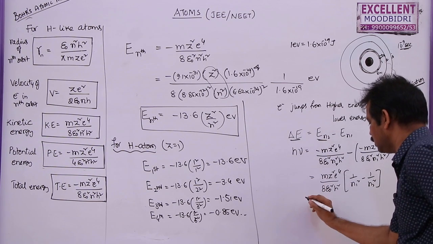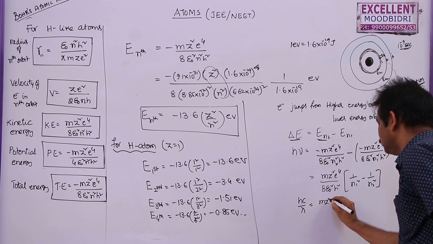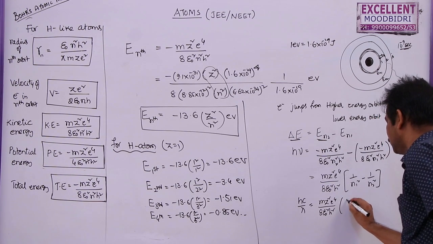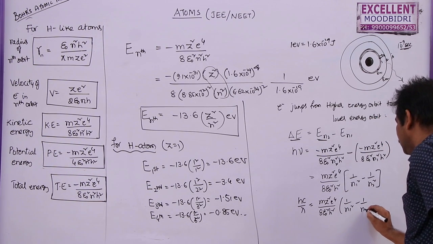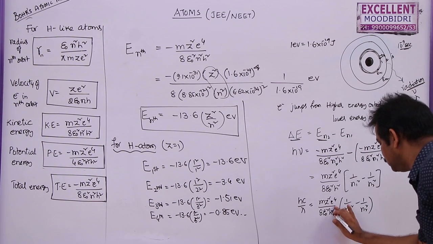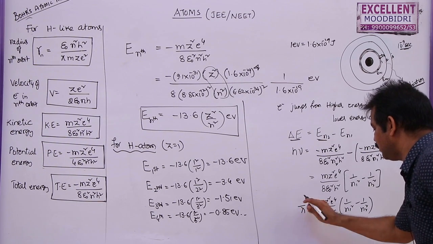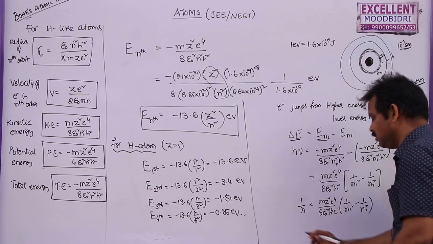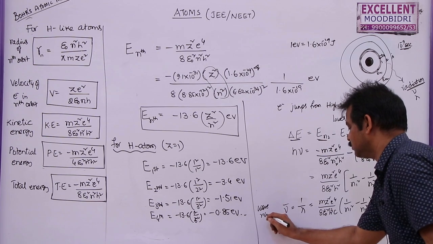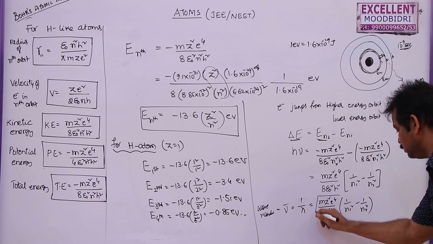So, this h nu can also be written as hc by lambda, which is equal to m z square e power 4 by 8 epsilon naught square h square into 1 by n1 square minus 1 by n2 square. Now, you can bring this hc here. If you write h here, it will become h cube, and c here. So, this is 1 by lambda. The 1 by lambda is also called wave number. This is called wave number here, and nu bar is equal to this much, and this is a constant.